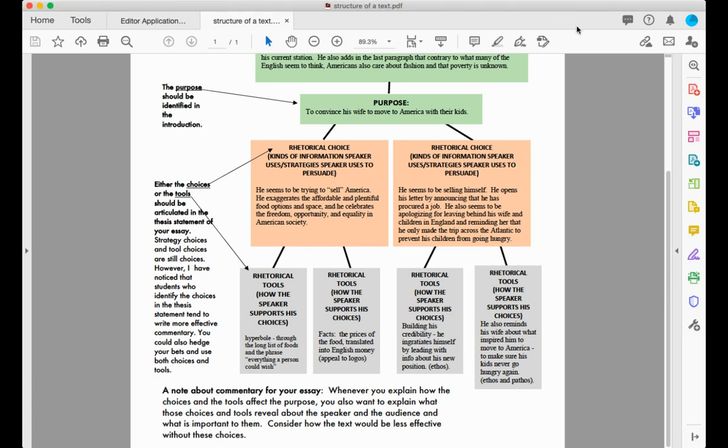So I wrote the comments on the sidelines of this document that I'm going to post on the Google Classroom. And I also posted a video made by someone else that I thought might be particularly helpful for you to understand what exactly is rhetorical analysis, since that is what you're being tested on next Wednesday.